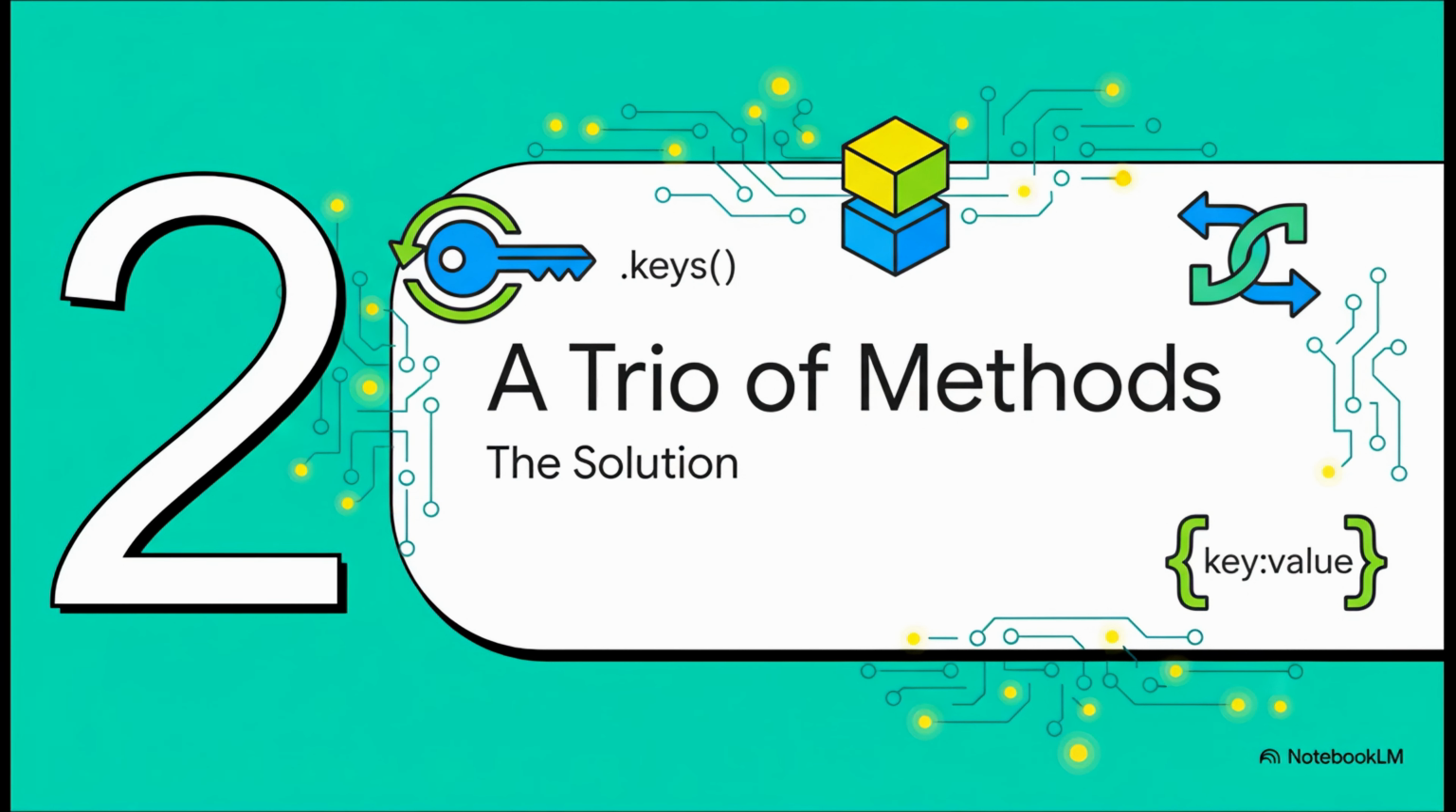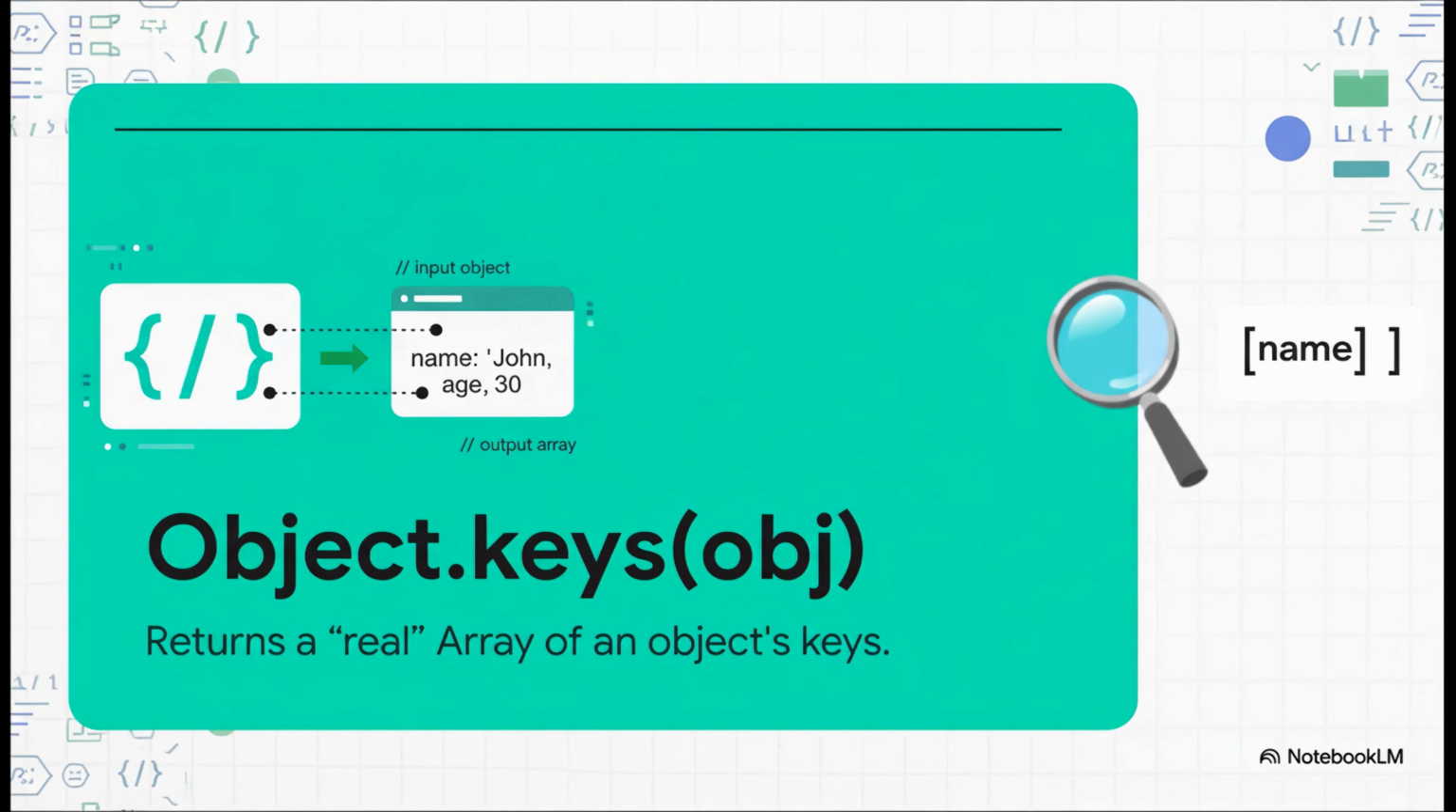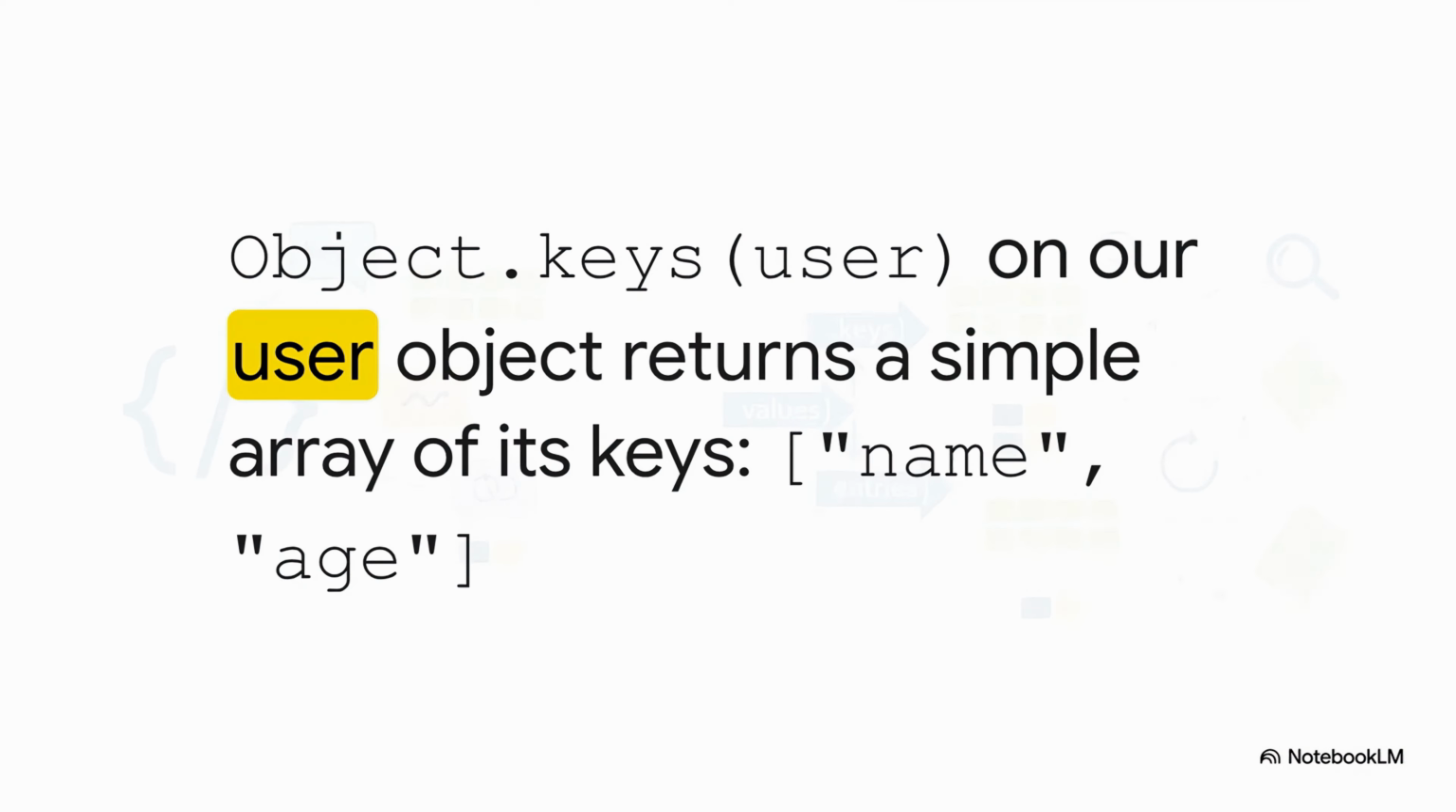The good news is JavaScript has a really elegant built-in solution for this. So let's meet the three methods on the Object constructor that are honestly going to change how you work with objects forever. First up, we have Object.keys. It's super simple. You give it your object and it hands you back a brand new clean array containing only its keys. So for this user object here, you can see Object.keys gives us exactly what we'd expect, an array with the strings name and age. That's it, simple and direct.